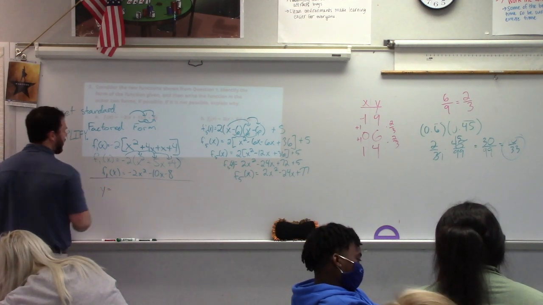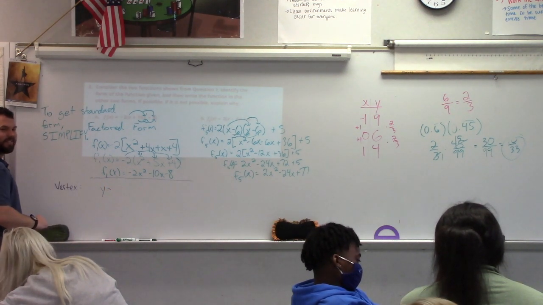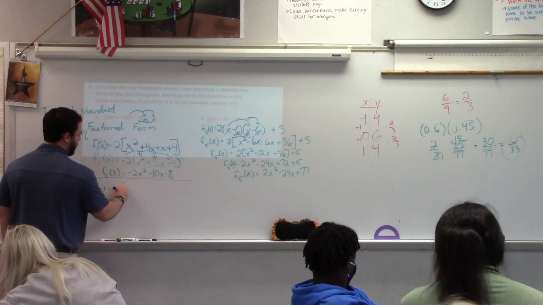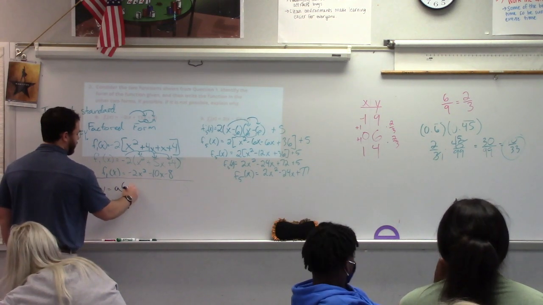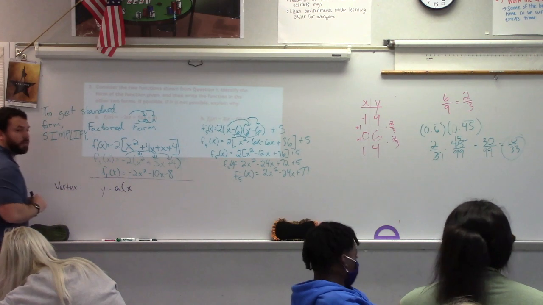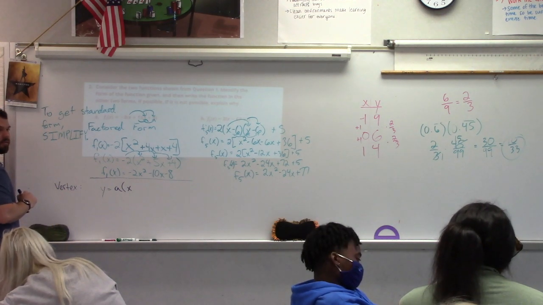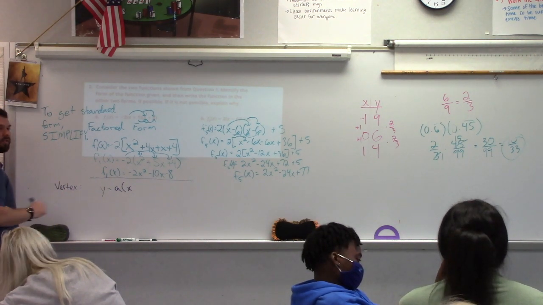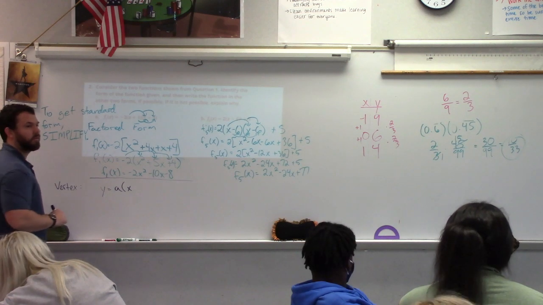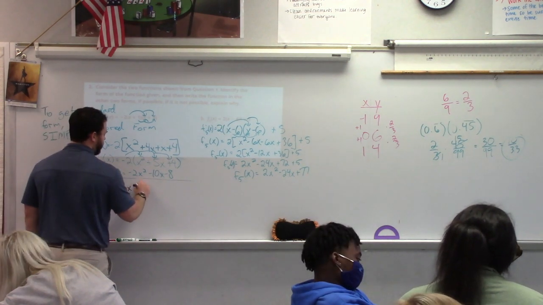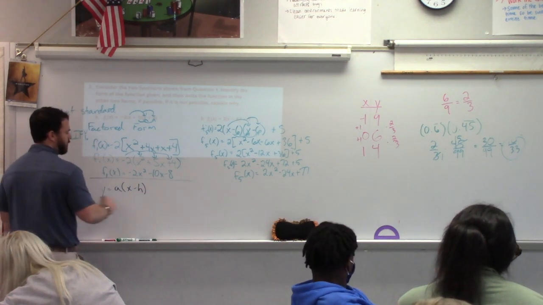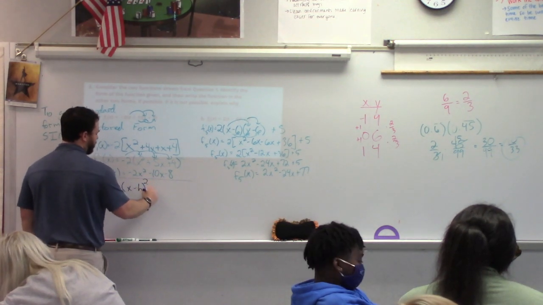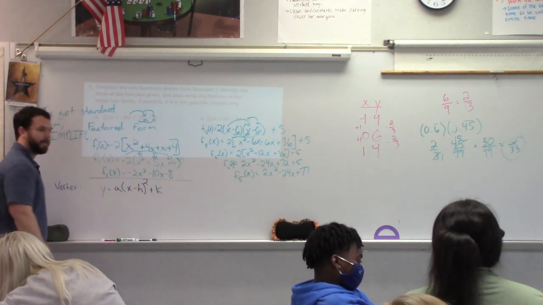We want the equation y equals a times parentheses x. Is it plus? You tell me. Yeah, minus. Look at the beginning of lesson 4. It's minus h. Minus h, and then parentheses, plus squared plus k.